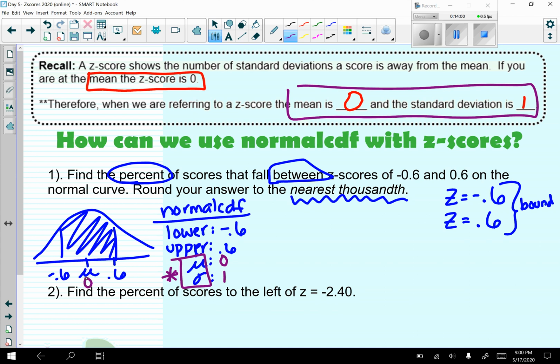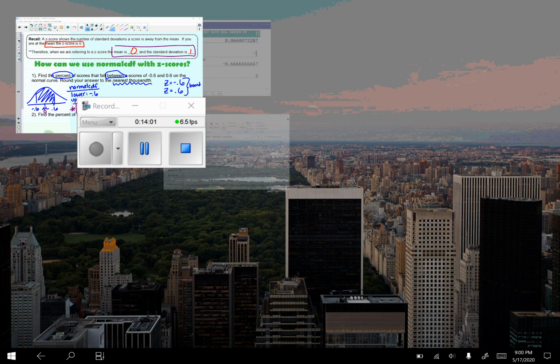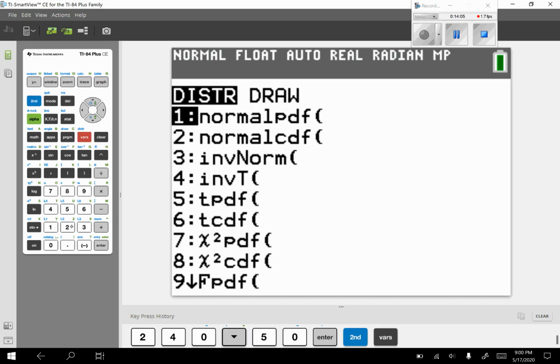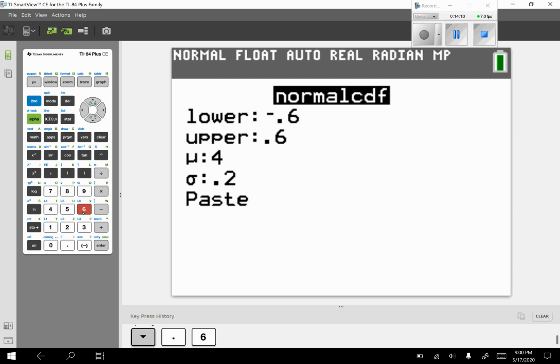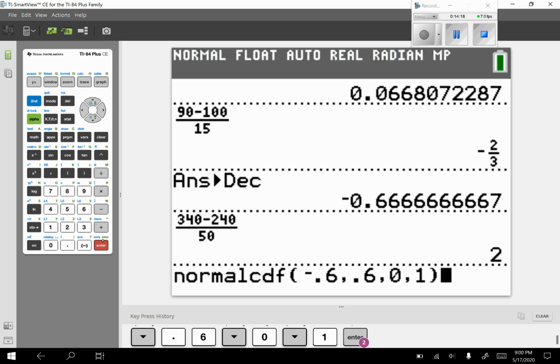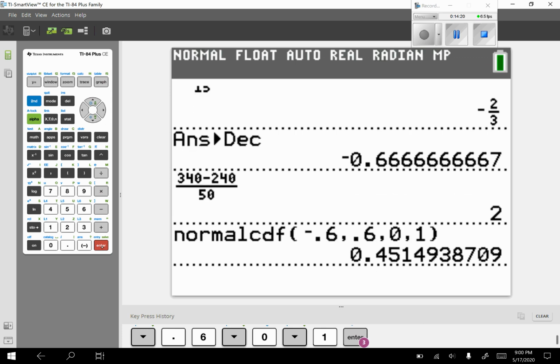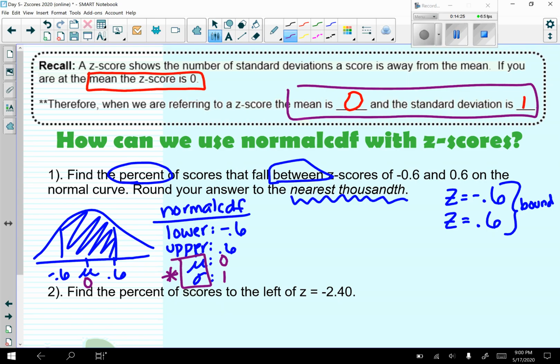So I'm going to go to my calculator. Second, vars, choice 2, -0.6, +0.6, 0, and 1. I'm going to paste. It's going to calculate it for me. I'm going to copy everything down. 0.45149338 and so on.